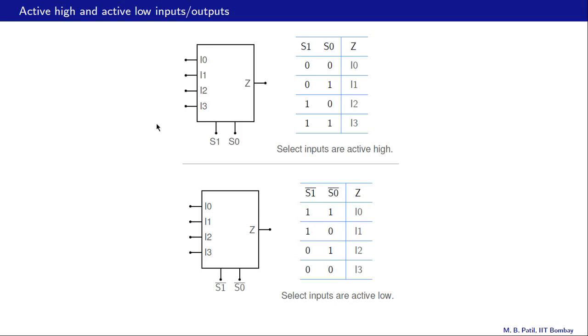Alright, so here is a multiplexer with this truth table here. In this case, the select inputs are active high. That means if this S0 is a high voltage, then it is considered to be 1. If it is low, such as 0 volts, then it is considered to be 0, and so on. And the functionality is then described by this table.